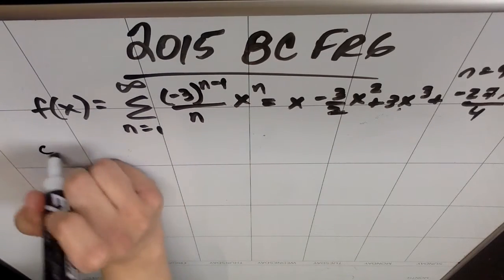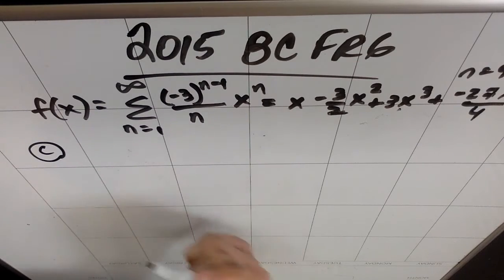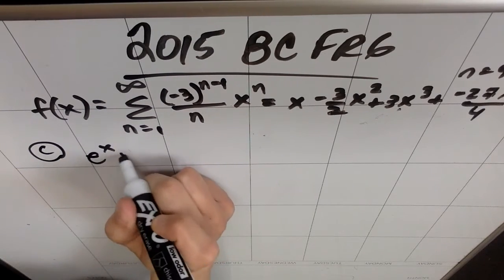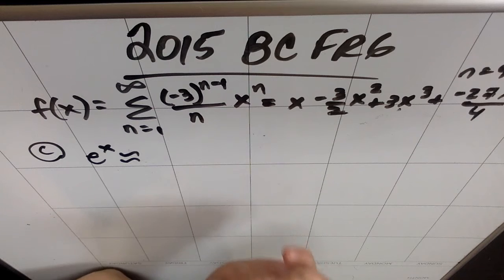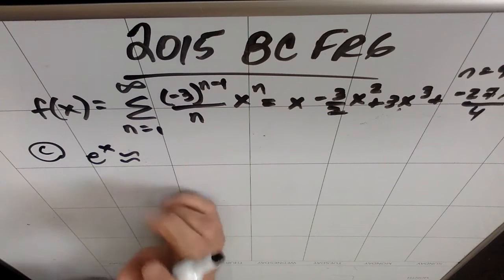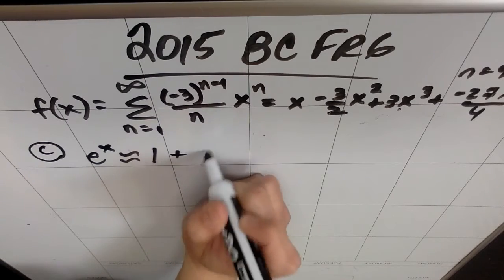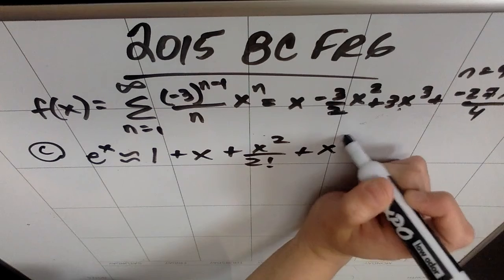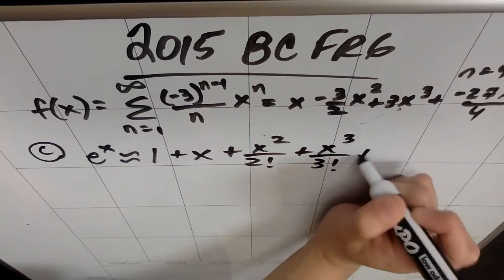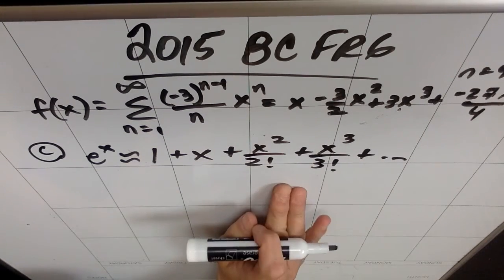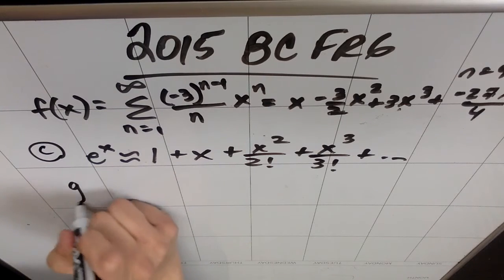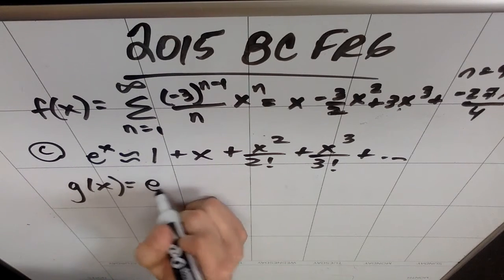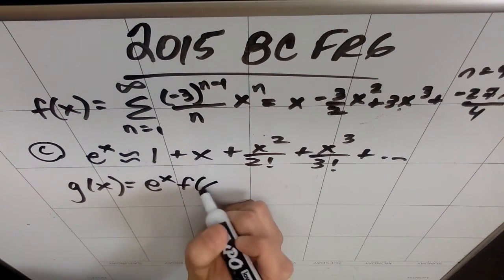All right, so part C, don't skip the easy instructions. The first thing they asked you to do was to write the first 4 non-zero terms of the Maclaurin series for e to the x, right? So that's a 1 plus an x plus an x squared over 2 factorial plus an x cubed over 3 factorial. Those are the first 4 terms, right? Now, they then told me that g of x is equal to e to the x times f of x.